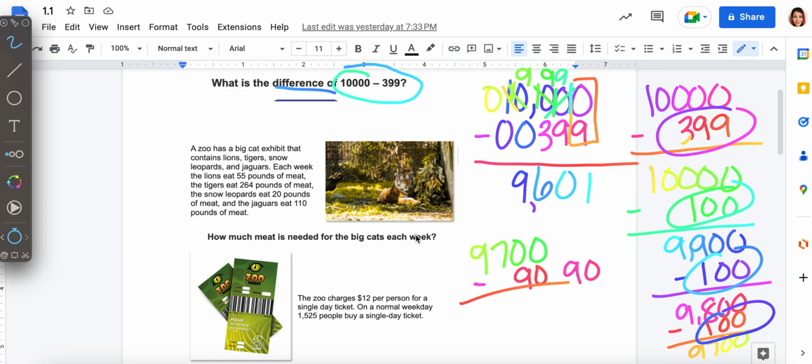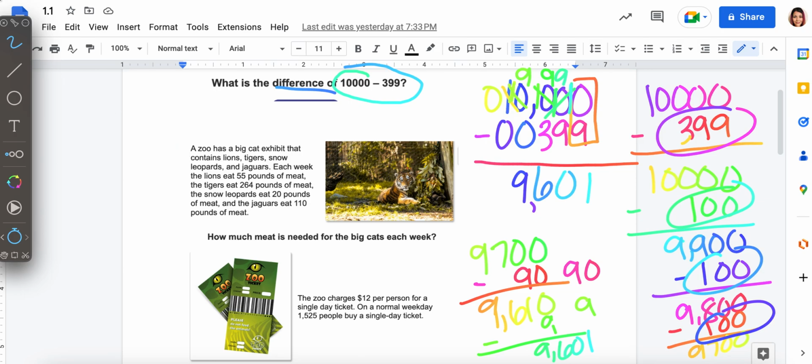9,700. If you just take 700 minus 90, you know that's 9,610. Okay, now I've done 390, so now I just need to do 9 left. So I'm going to subtract 9. If I subtract 10, that's 9,610. So one more is 9,601. So you can do both of those if you want to, but you don't have to.